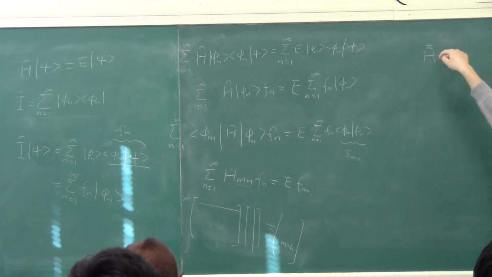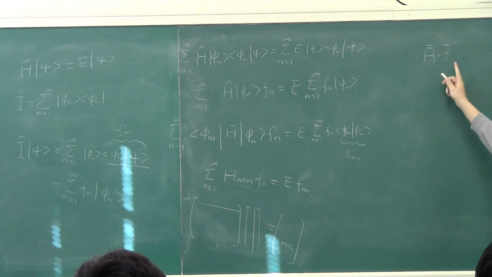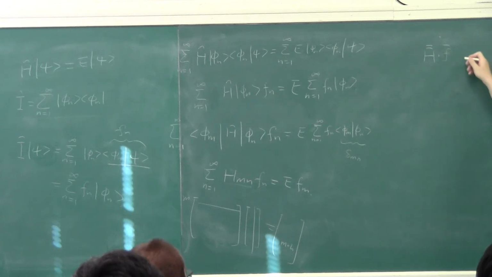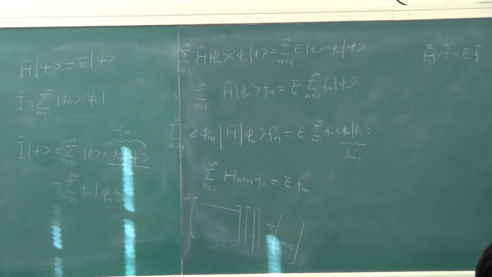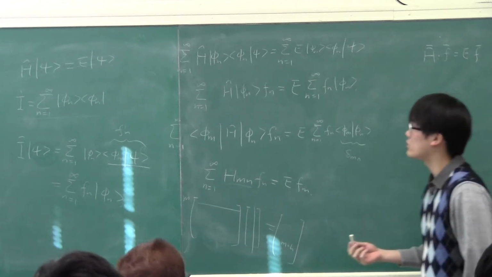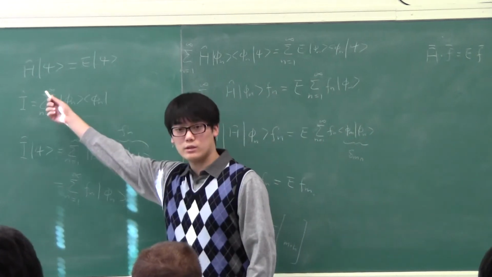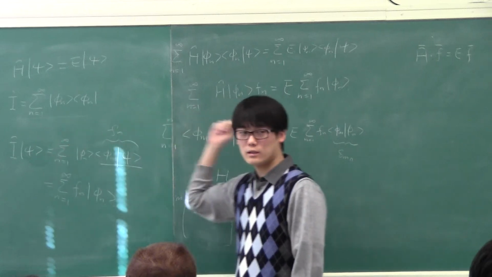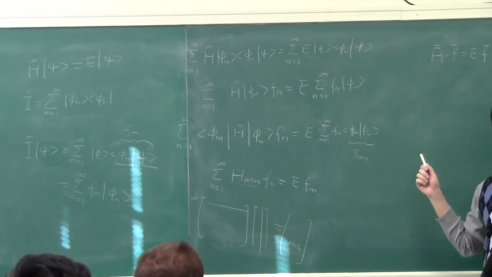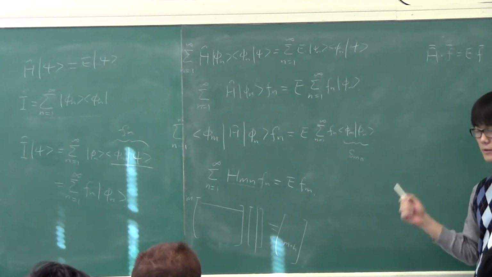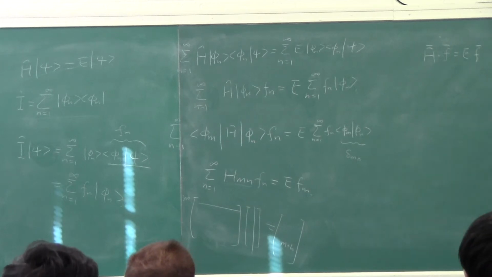Let's use a double bar to denote a matrix and a single one to denote the vector. Now, this is not the expectation value. This is just a matrix equation. So when we say the Schrodinger equation, which is a differential equation, is analogous to a matrix equation, it really is. And this is why.